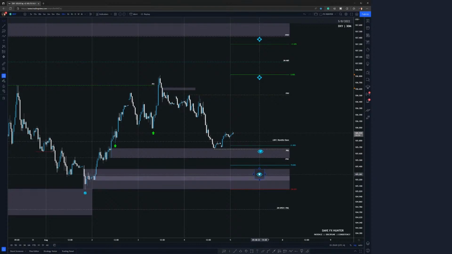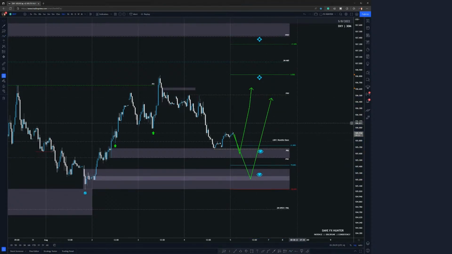So this would be the exact entry of this order block. So yeah, definitely something like this. So what I'm looking for is something like this, or maybe even deeper, right? So what does it mean for us?